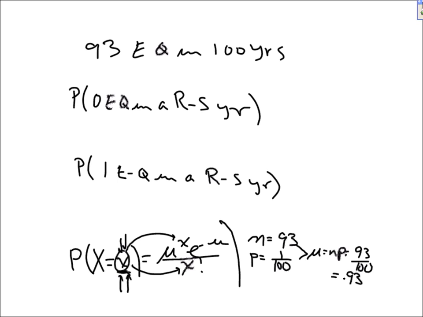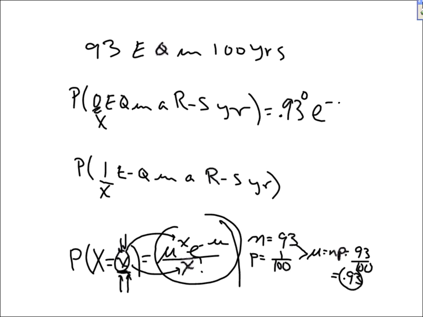Okay. So you could say the probability of an earthquake is 0.93. So we want zero earthquakes. That's the value for little x. That is what little x is. So reading off the formula, it's mu, which is 0.93, mu to the x times e to the negative mu divided by 0 factorial, which is 1.